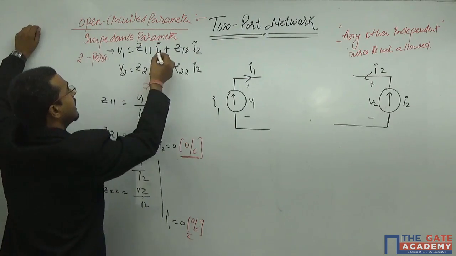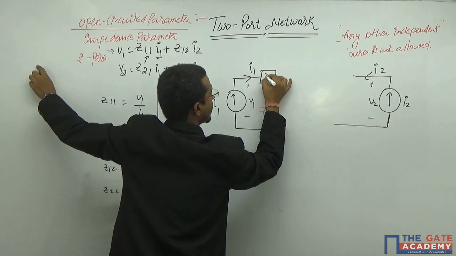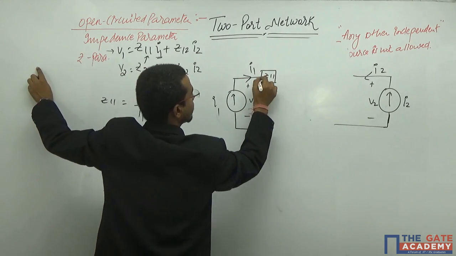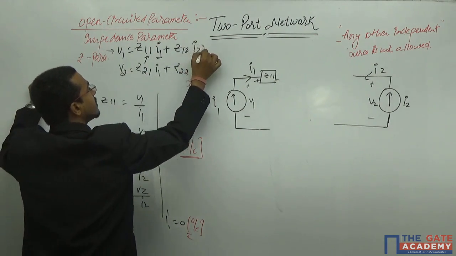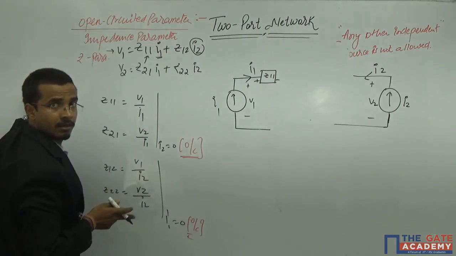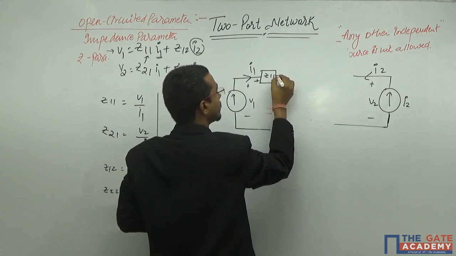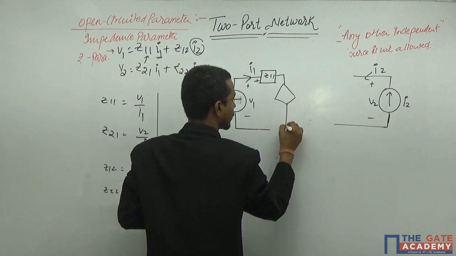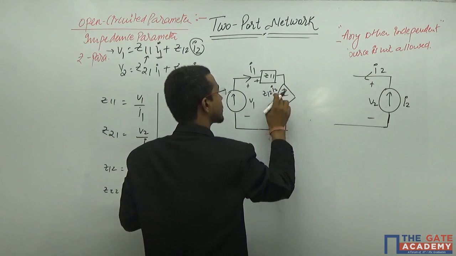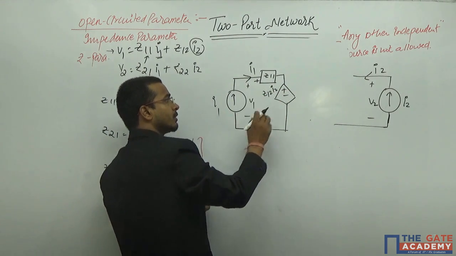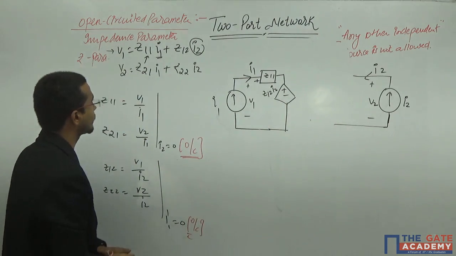Z11 I1. It is a current, that means it must have an impedance, and the value is Z11 I1. That means this voltage you will get here. Now Z12 I2, but I2 is not present in this particular port side because I2 is the current of that port. That means here you will get a voltage source, and the value is Z12 I2, because this current I2 is not present in this particular side. This particular voltage will depend on that. That is why you are getting the dependent source Z12 I2.